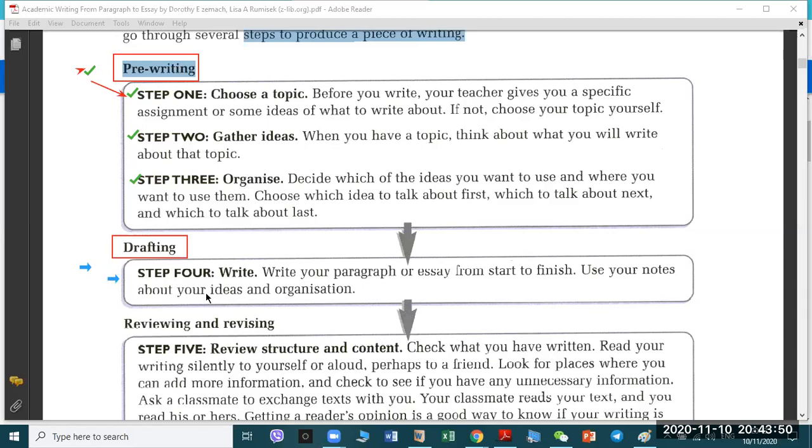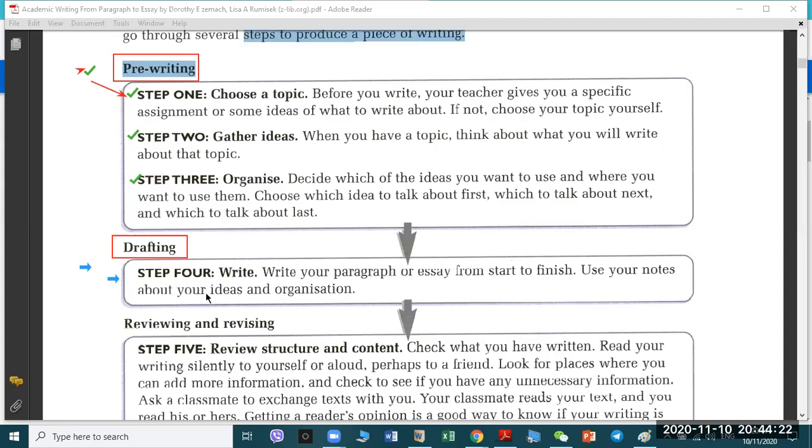Write your paragraph or essay from start to finish. So you should begin up to the end. You should write down everything. Use your notes about your ideas and organization. So you should follow that. You should apply the first 3. You should put down what you have gathered, what you have organized, okay, in the form of writing. So these 2 steps are done. The first part, the pre-writing and the drafting.